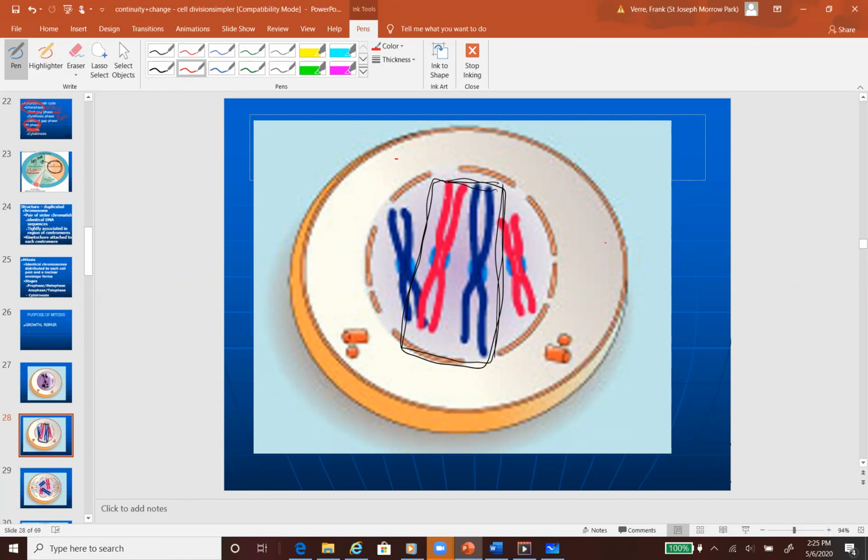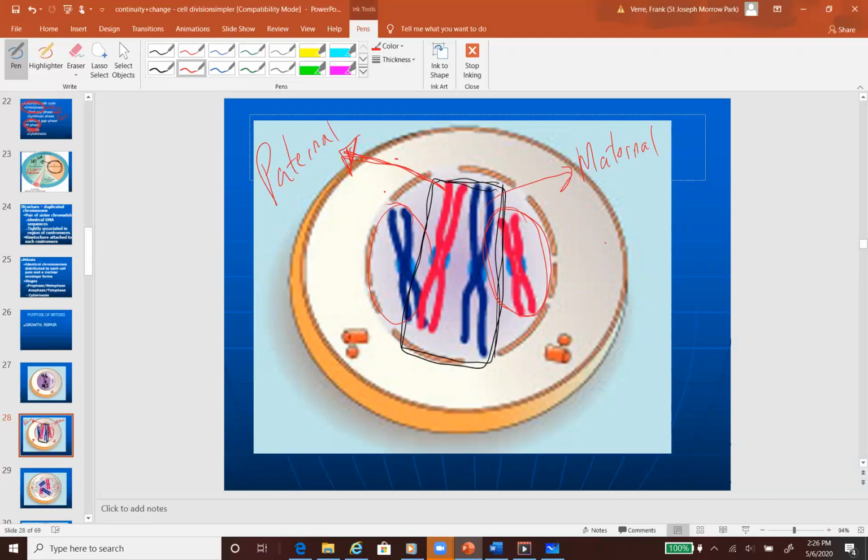So let's say the red is the paternal one. That means from the father. And let's say the blue is the maternal one, okay? The set from your mother. Which would mean, if I look at the smaller chromosomes in this slide, if I said red is paternal, then that would be a set from dad, and then that would be a set from mom, okay?